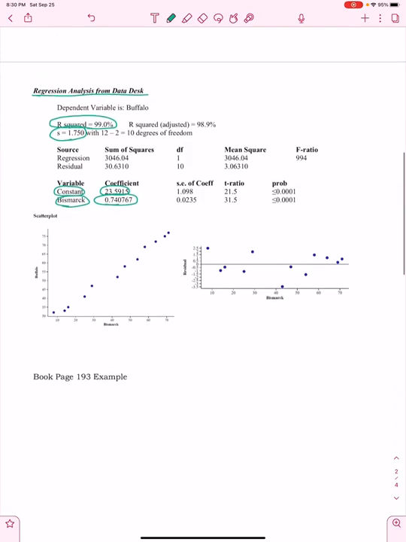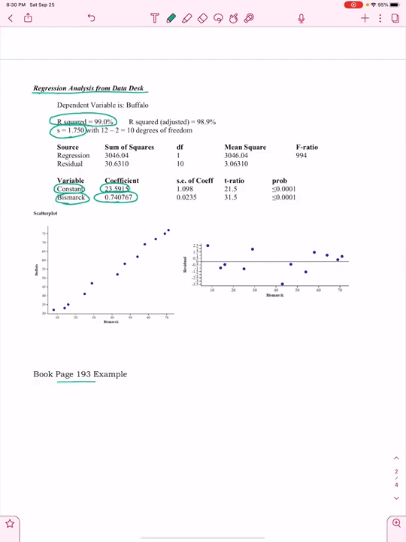Okay, there's also a good example in your book on page 193, and that's a typical example of what you might see on the AP test, because on the AP test they don't give you all this jazz, usually. All right, sometimes they will, but not always.